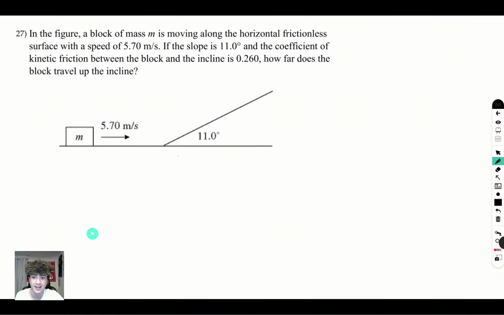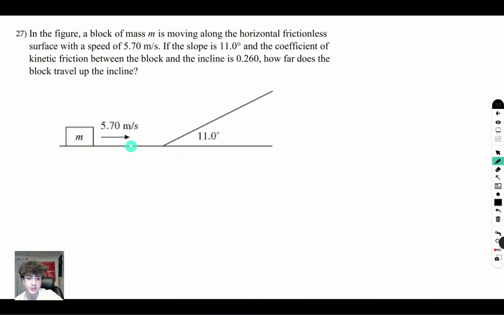Today we're looking at another energy problem, and let's just get straight into the prompt. It reads, in the figure, a block of mass m is moving along the horizontal frictionless surface with a speed of 5.7 meters per second. The slope is 11 degrees and the coefficient of kinetic friction between the block and the incline is 0.260. How far does the block travel up the incline?